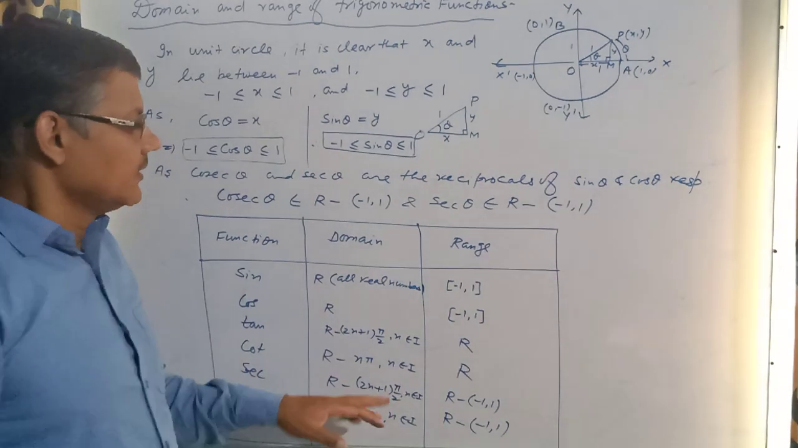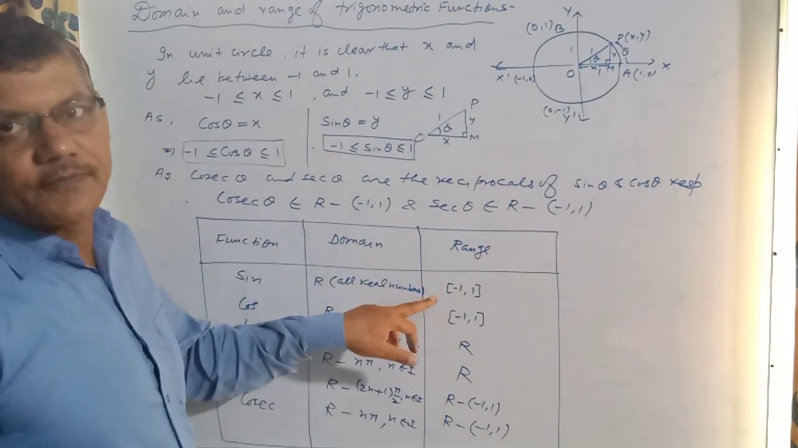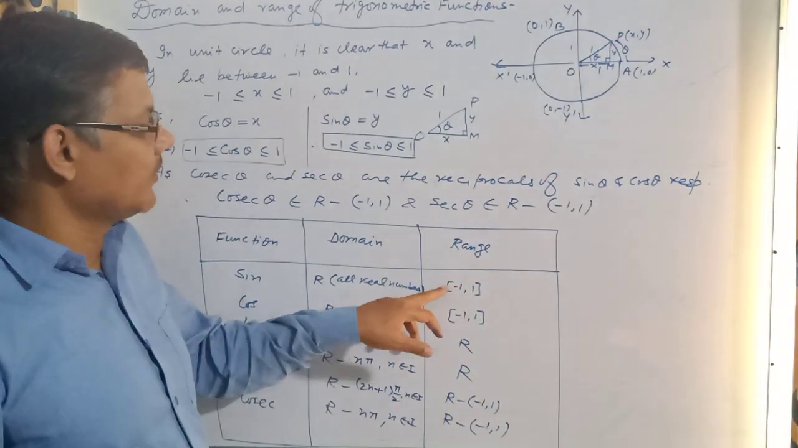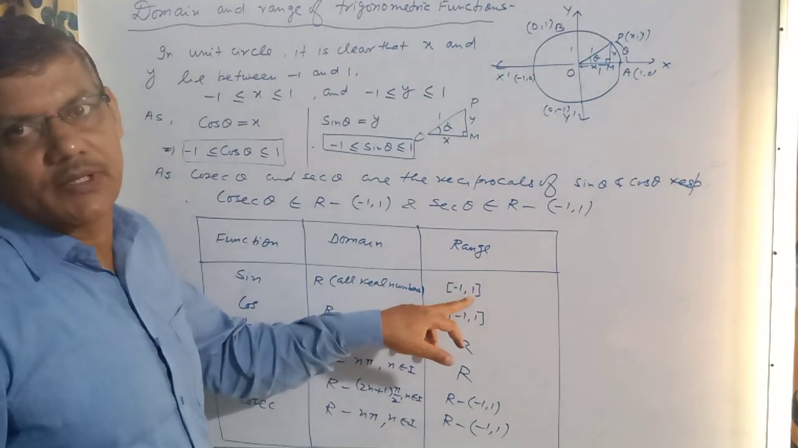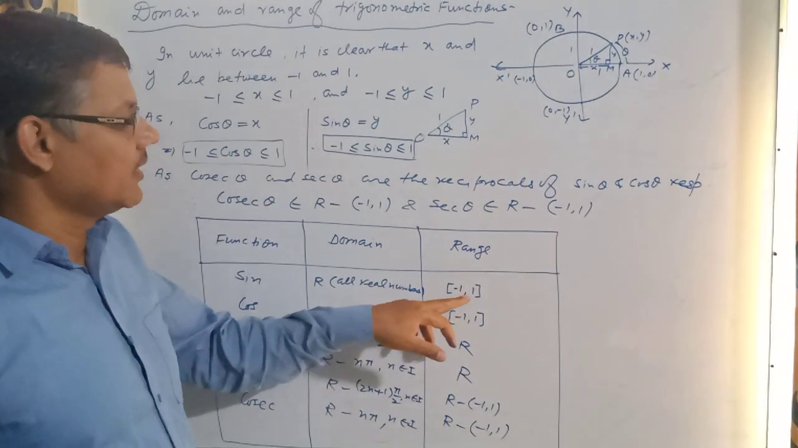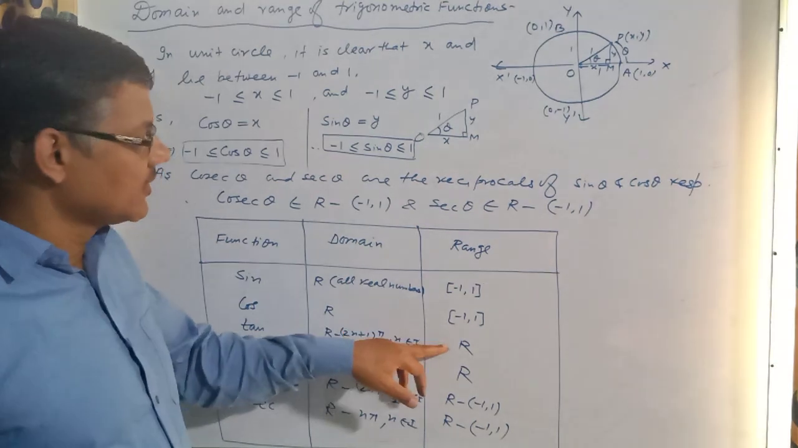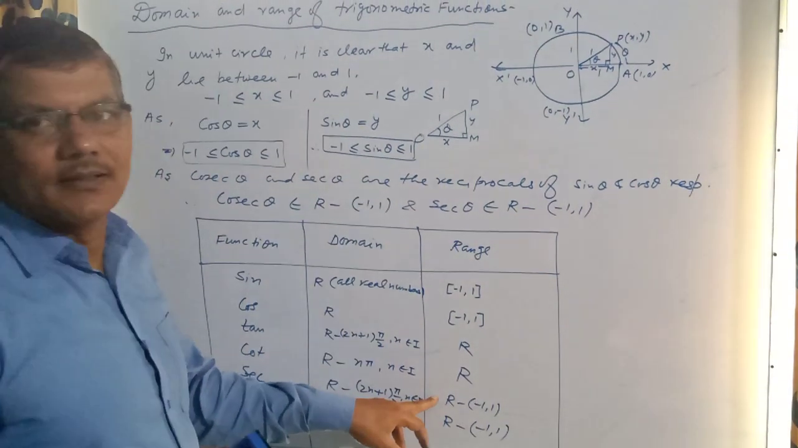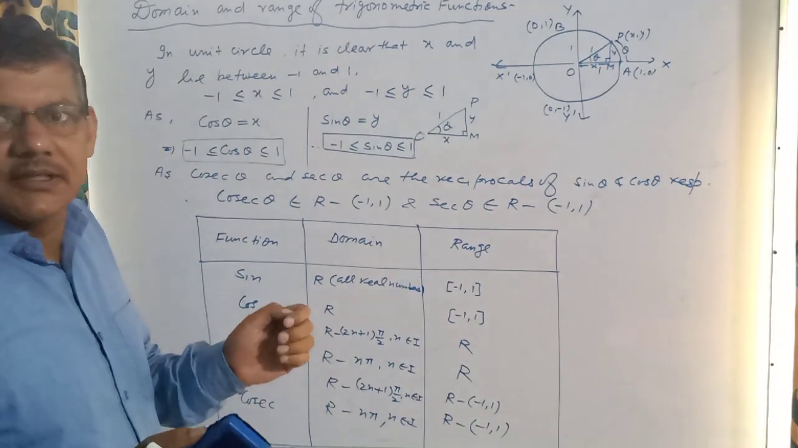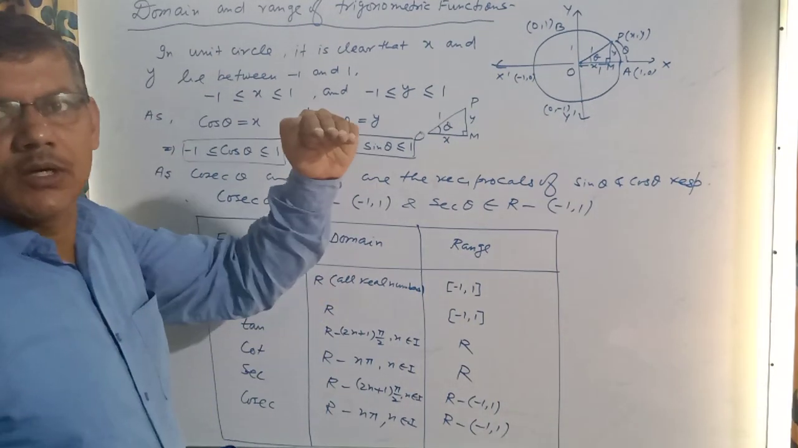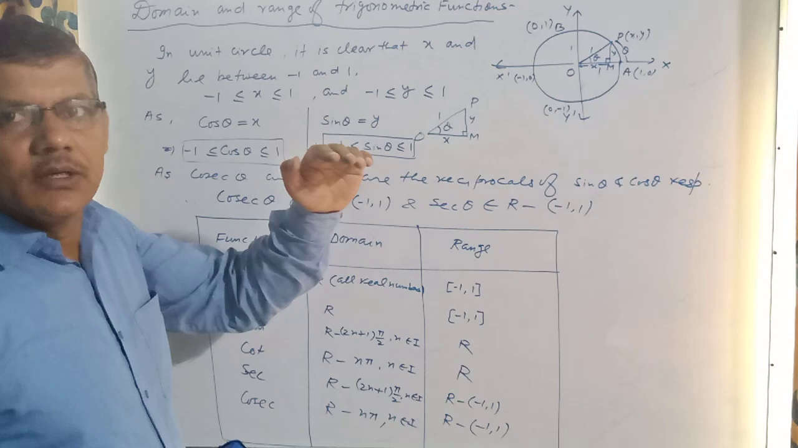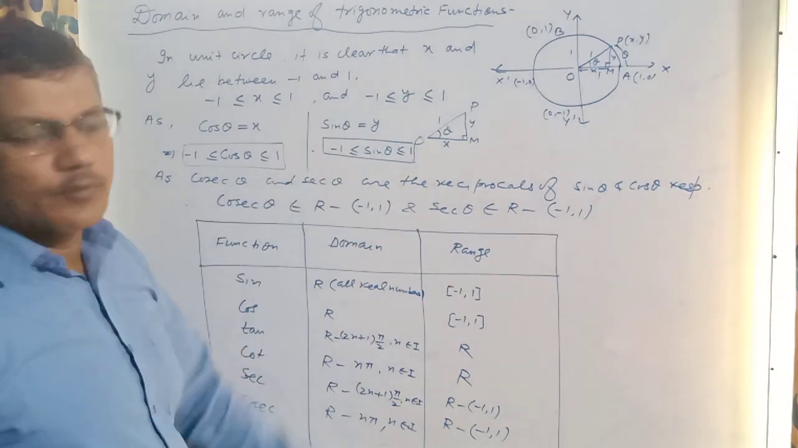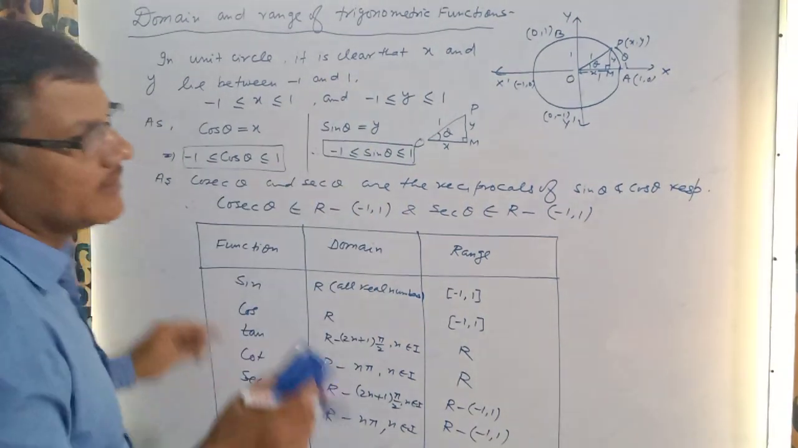Now this is about the range. Sine of any angle goes from minus 1 to 1, including both. It can never be less than minus 1 or more than 1. Same for cos. Tan and cot can take any value. For cosec and sec, they take all real numbers including 1 and more than 1, and including minus 1 and less than minus 1. This is about the domain and range.